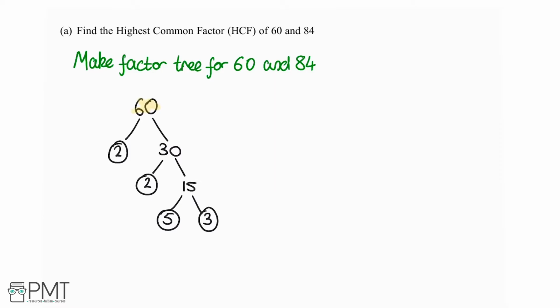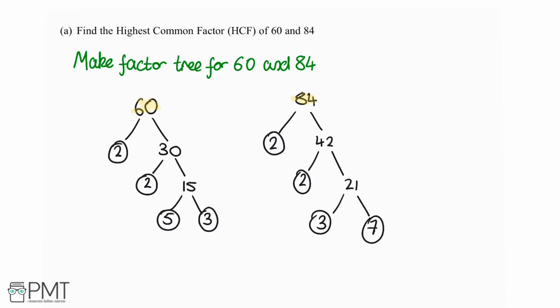Now let's do the same thing for 84 over here. I can split that off into 2 and 42. So we're going to circle the 2 here. And 42, okay, well we can split that into 2 and 21. And lastly we'll get 3 and 7, which are both prime. So we're done. So what this tree has told us is that 60 is made up by multiplying 3, 5, 2 and 2. And the same way for 84, it's made up of 7, 3, 2 and 2.